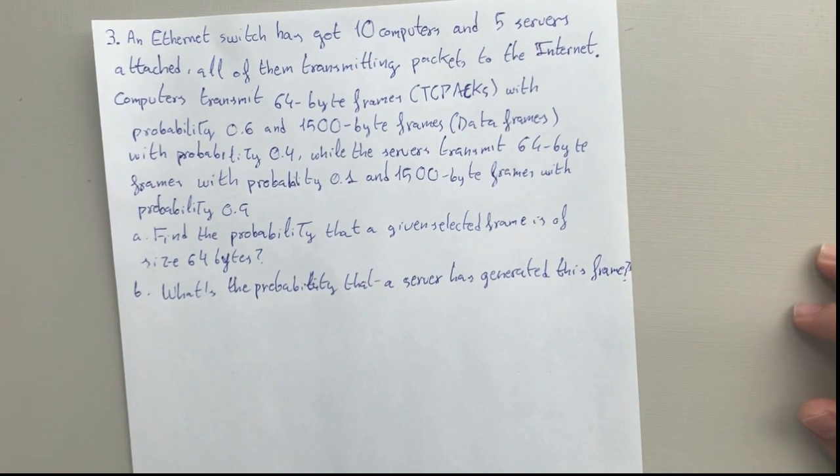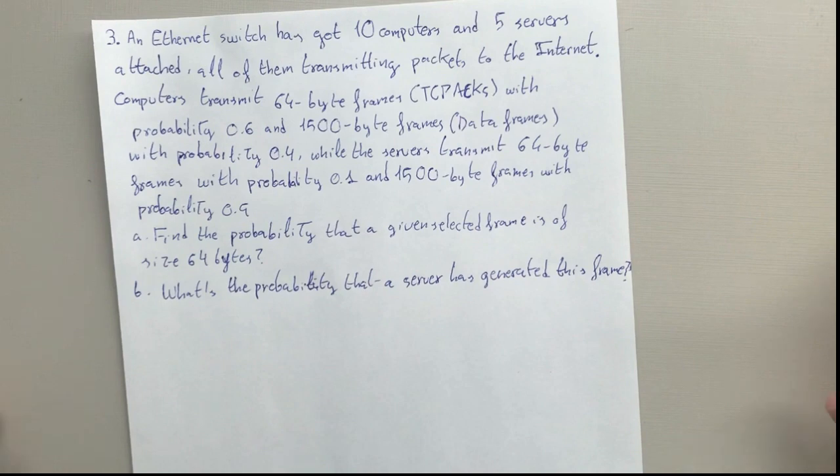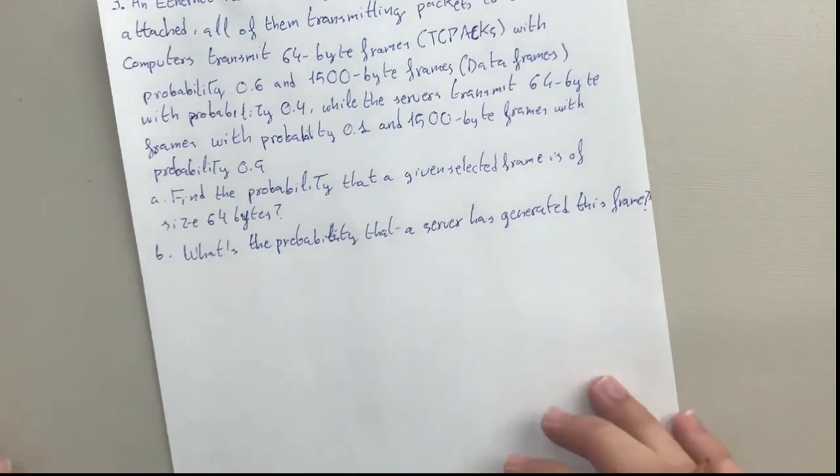Find the probability that a given selected frame is of size 64 is the first question, and the second one is what's the probability that a server has generated this frame. So in order to start, we have to distinguish that there are 15 elements, 10 of them are computers and 5 of them are servers. In my case, the best way to solve these types of problems with the Bayes theorem is to create a tree like this.